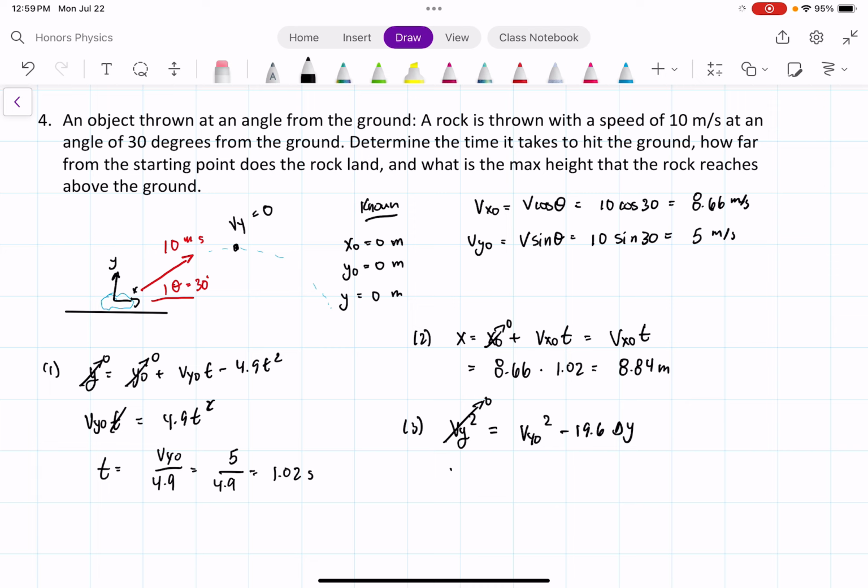So then we can say our initial velocity in the y squared is equal to 19.6 change in y. And we can solve for change in y, which is vy naught squared over 19.6, which is 5 squared over 19.6, which equals 1.28 meters.